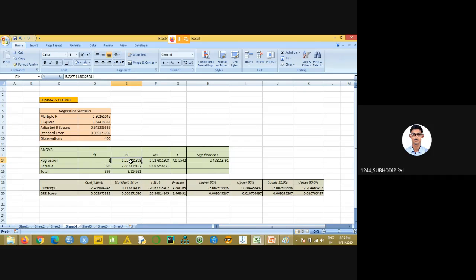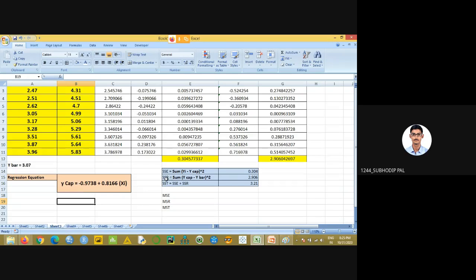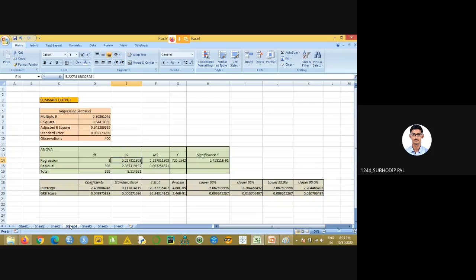This is what? SSR. This is error, right? SSE. This is SST. This is MSR. This is MSC. And here it will be MST. Correct?